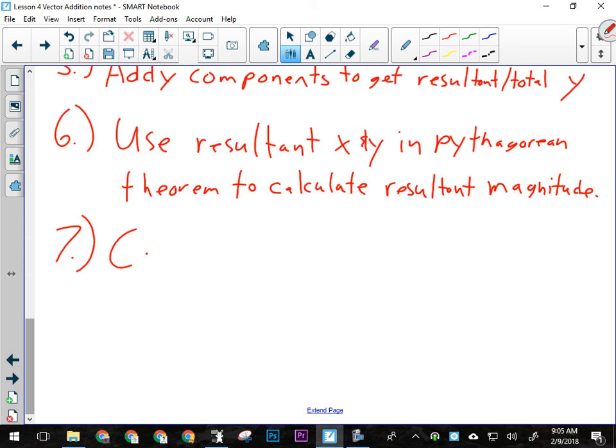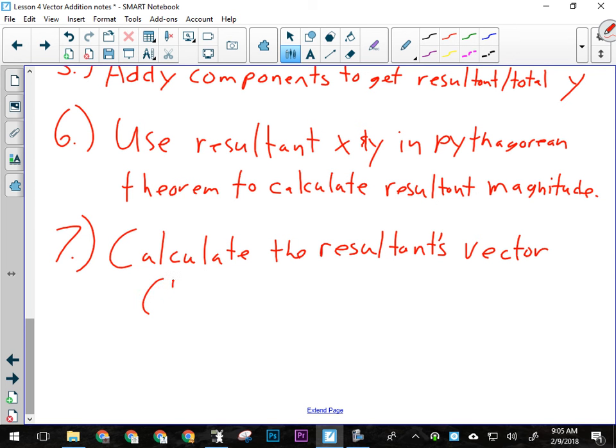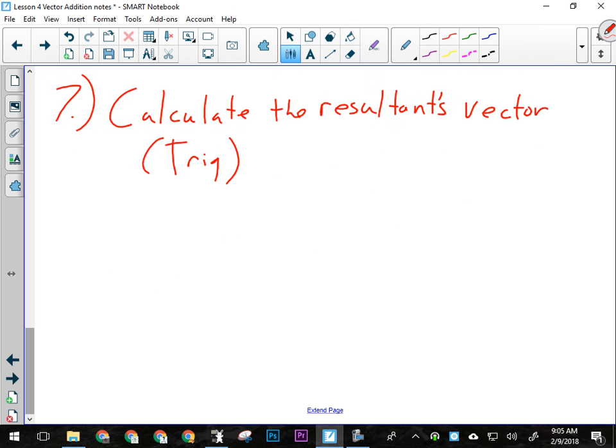And then lastly, calculate the resultant's vector. Again, that's going to be trig. You can use whatever trig function you want because you'll have all three sides of the triangle at that point. And then check your sig digs, and give me your final answer.